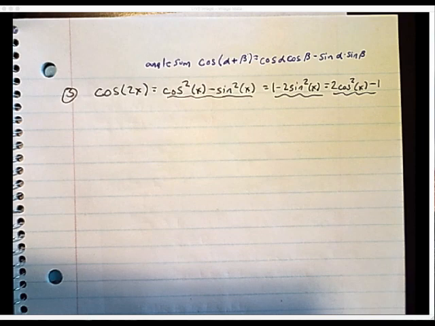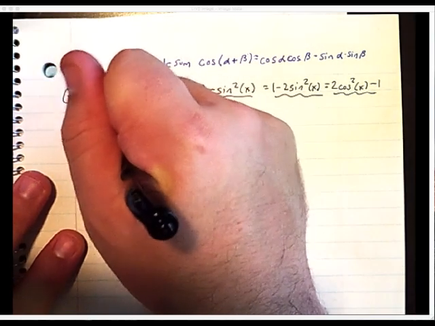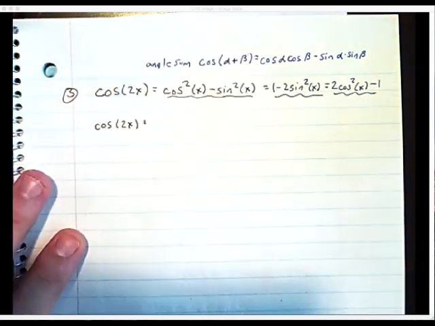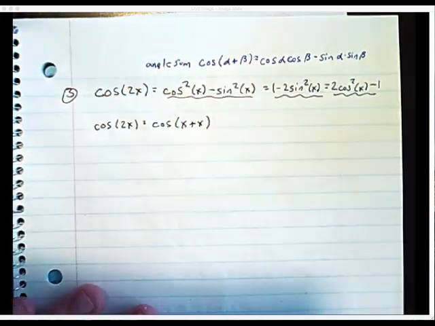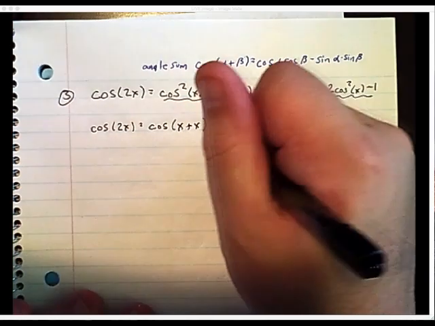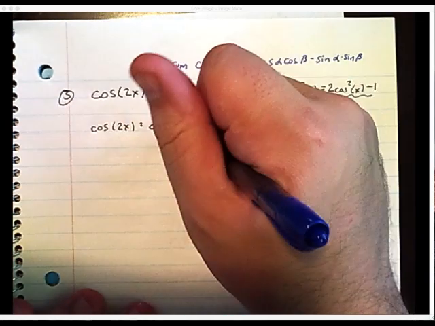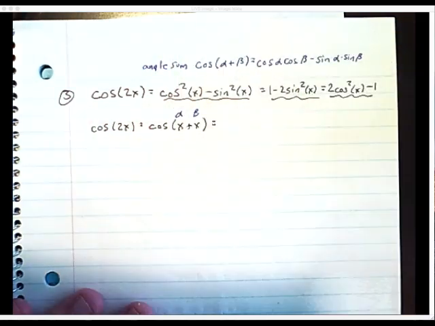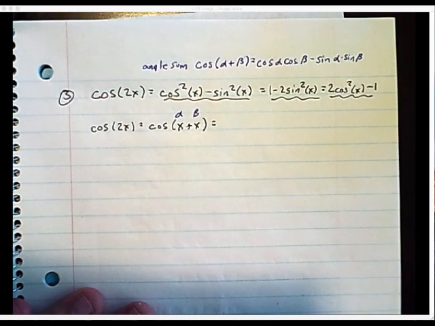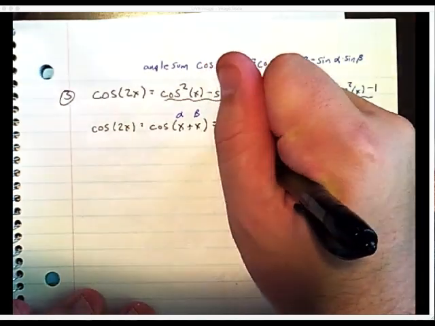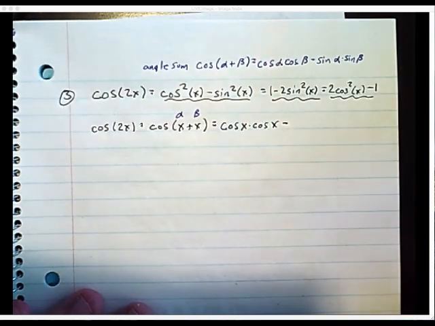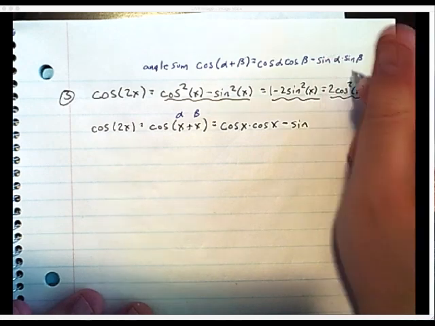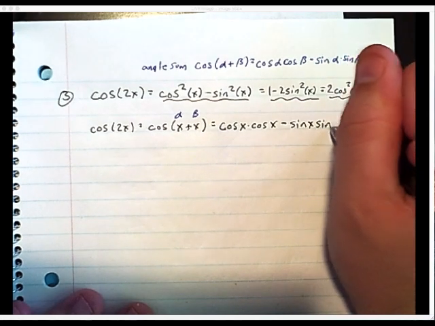All right. So let's go ahead and start on this one. So what is the cosine of 2x equal? Well, 2x again is x plus x. This is like the alpha, that's like the beta. Okay, so both alpha and beta are both x. So when I plug them into this angle sum formula, I will get cosine of x times another cosine of x minus sine of x times another sine of x.